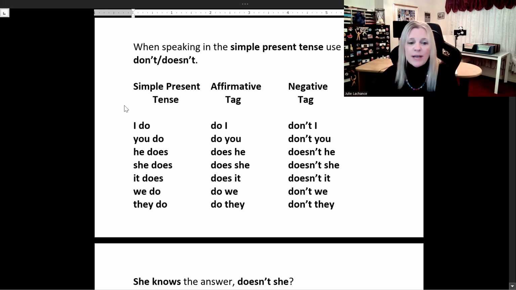Negative. We do. Do we. Affirmative. Don't we. Negative. They do. Do they. Affirmative. Don't they. Negative. So you absolutely, like I said in the last video, you have to absolutely know these by heart. Then you will be able to correctly use your tag questions. Okay, so by heart this stuff here.